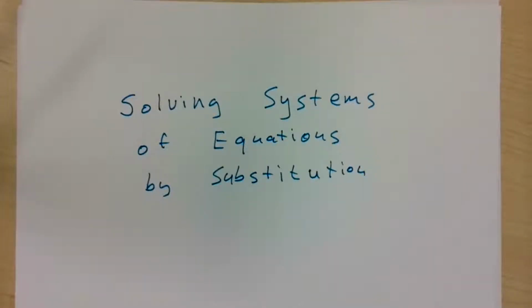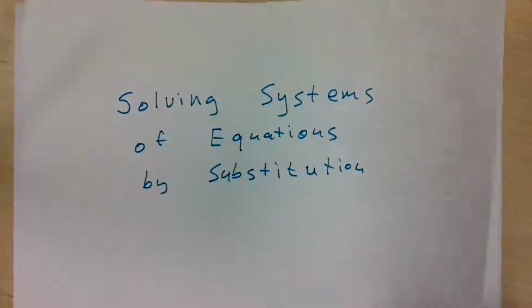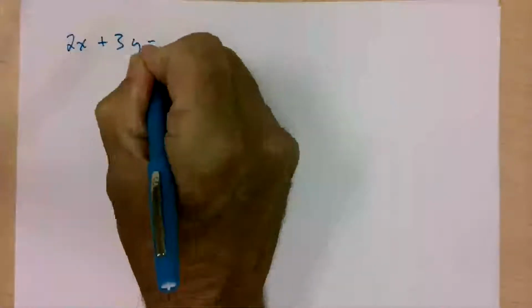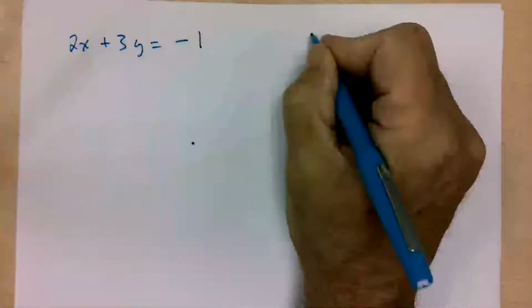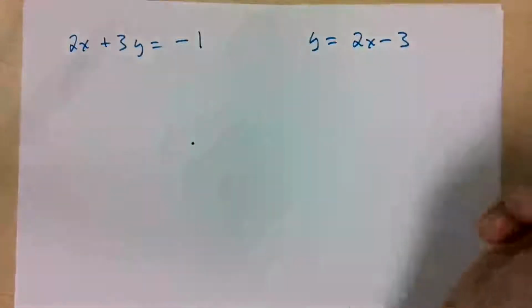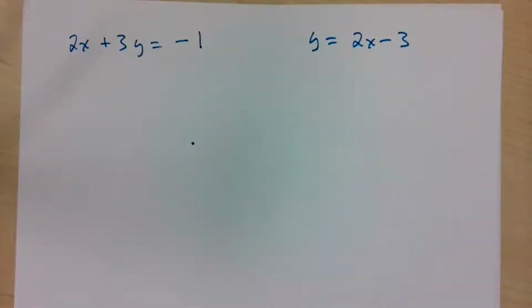This is Bob Petta from the College of the Fleas, and this lesson is on solving systems of equations by substitution. I'm going to start with 2x plus 3y equals -1, and y equals 2x minus 3. Graph these two and then find the point of intersection from the graph. But I'm going to use a different technique.